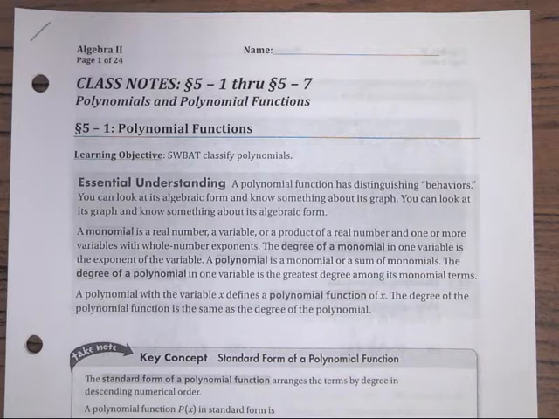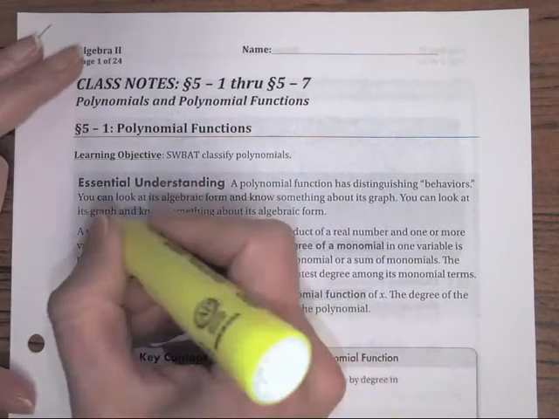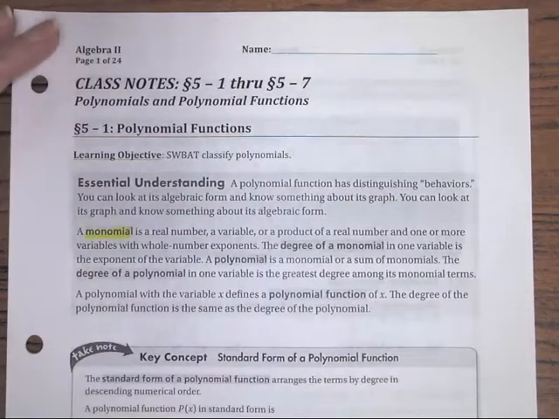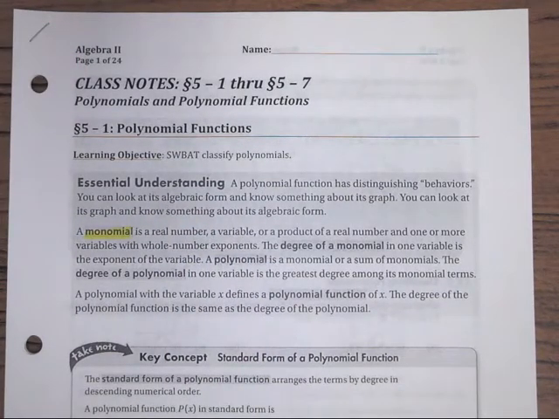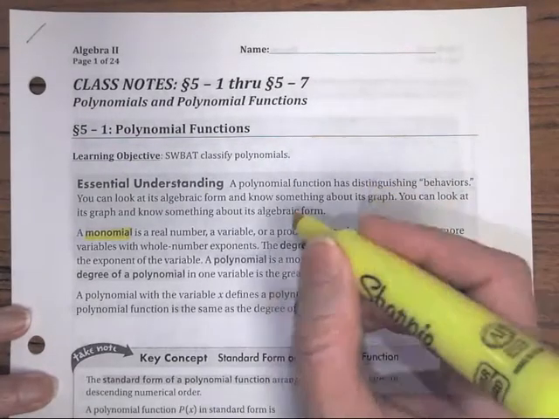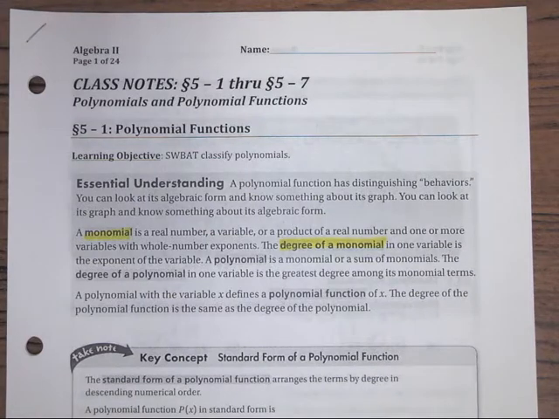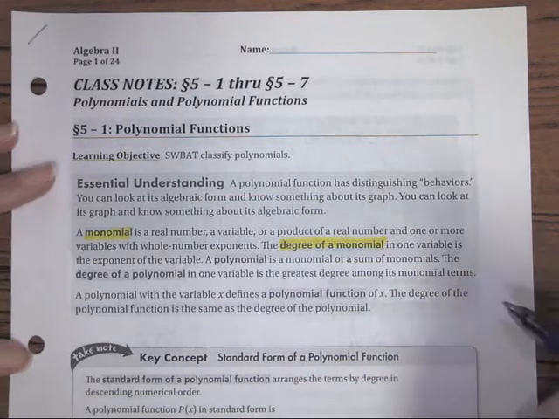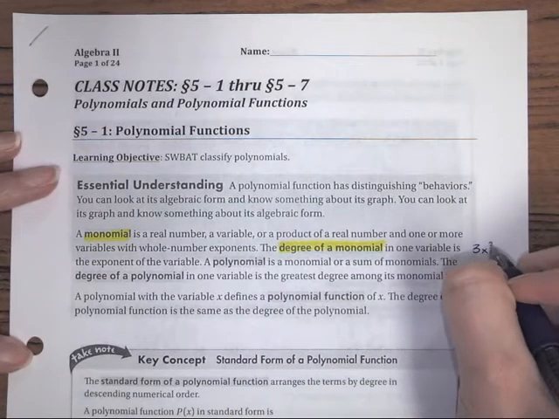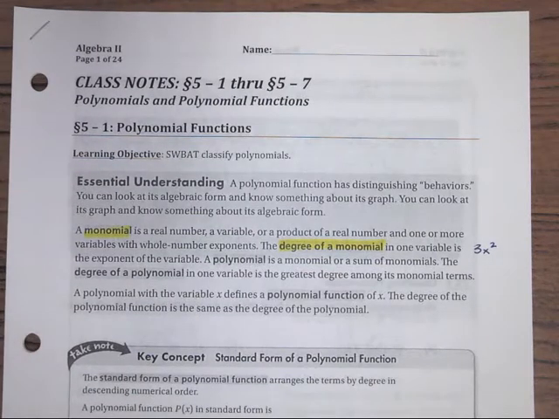So a monomial, let's highlight this lovely vocabulary word, is a real number, a variable, or a product of a real number and one or more variables with whole number exponents. The degree of a monomial in one variable is the exponent of the variable. For example, if you have 3x squared as your monomial, the degree of your monomial is 2. This is a second degree monomial because your exponent is a 2.